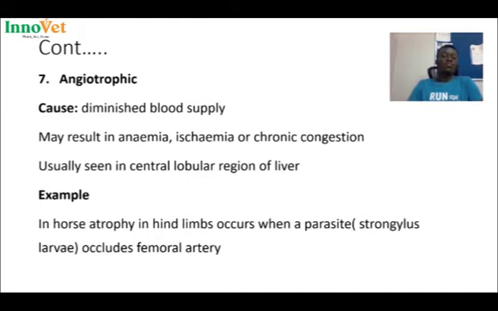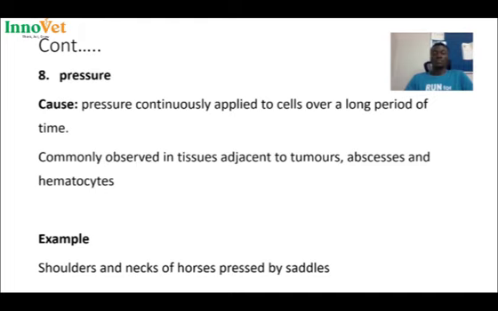An example is still in the horse's hind limbs. It occurs when the parasite, Strongylus larvae, invades the limb. It will occlude the femoral artery, and when it occludes it, obviously the tissues down there will atrophy, and so will the hind limb. Then we have pressure. This is due to pressure continually applied to cells over a long period of time.